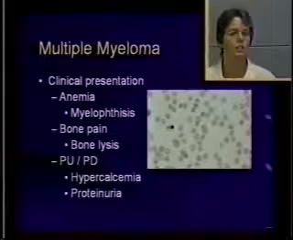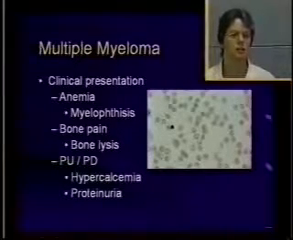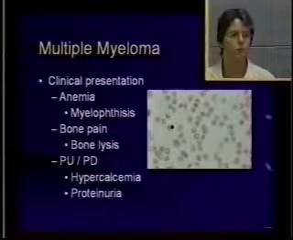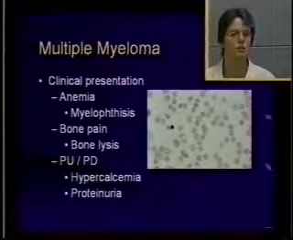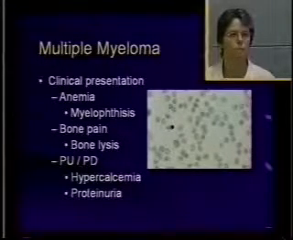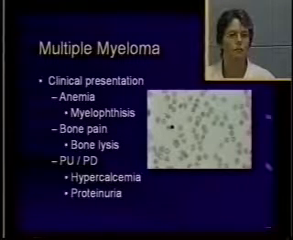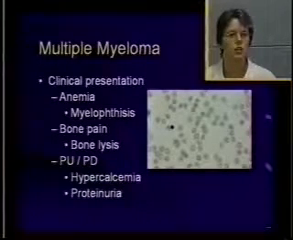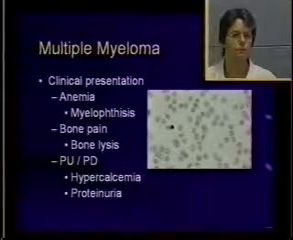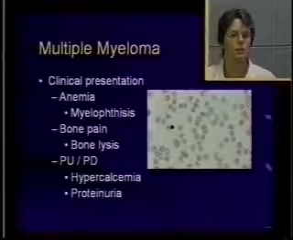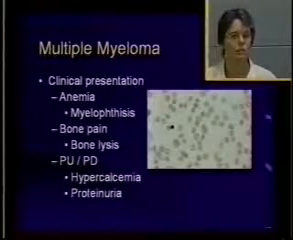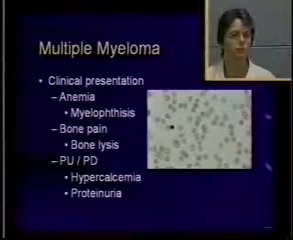Multiple myeloma can actually have a number of different clinical presentations. Animals may present for weakness associated with anemia due to myelophthisis or invasion of the bone marrow and fibrosis of the bone marrow due to invasion by the tumor. It can also present as a lameness or generalized pain that is associated with bone lysis and bone pain. Some animals will present with a history of polyuria and polydipsia that is a result of hypercalcemia or sometimes as a result of proteinuria.